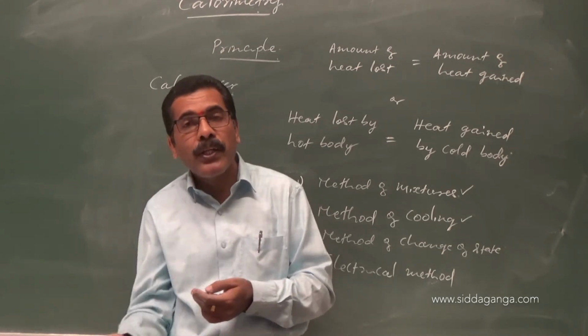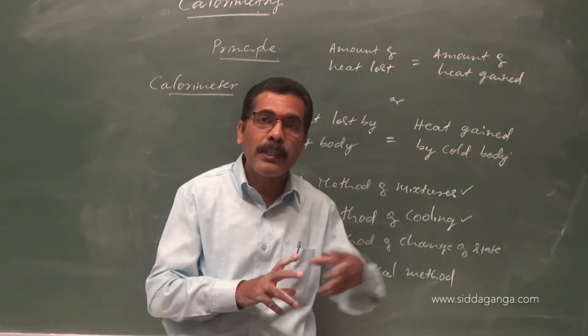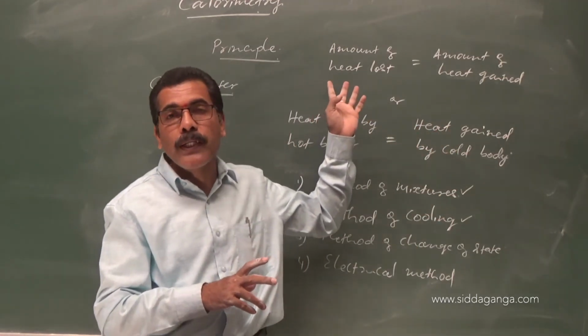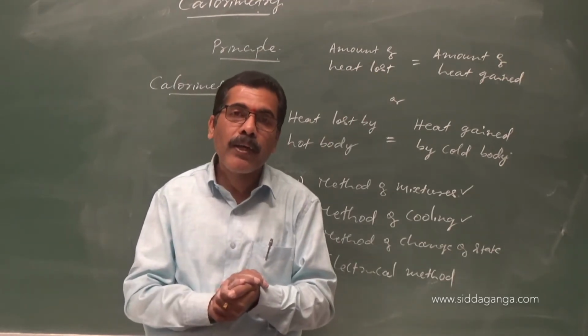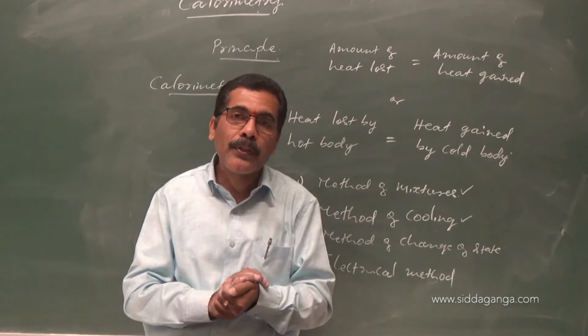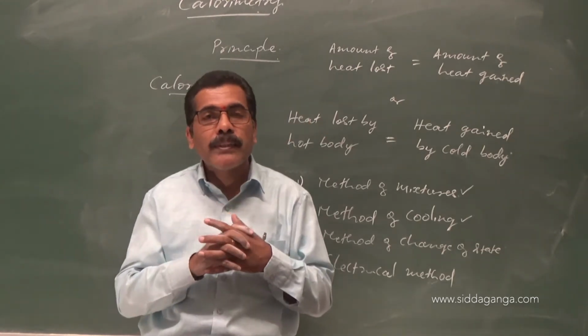By method of mixture also, we can determine specific heat capacity of liquid. Say the previous problem we have solved now. See, it is related to determining the specific heat capacity of a liquid. Final temperature of the mixture. Knowing the final temperature of the mixture, you can determine specific heat of second liquid.